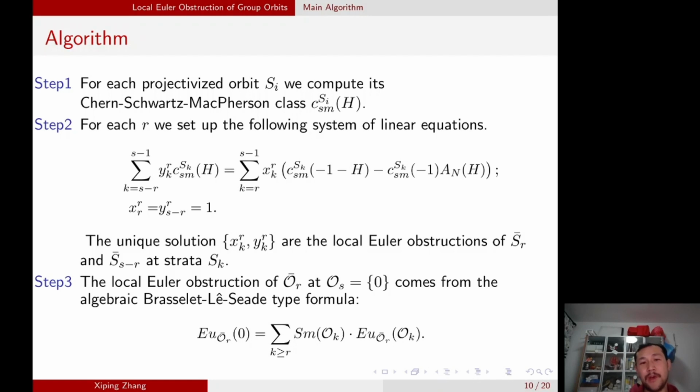And since when we take projectivization, we actually forget about the one-point stratum 0, we need to recover that. So we use the Brasselet-Lê-Seade formula to recover that. The local obstruction of the affine orbit OR at 0 actually is the weighted sum using the CSM invariants, and the CSM invariants are defined by the Chern-Schwartz-MacPherson class evaluated at 1. So we get everything back. Okay, so this is the algorithm.